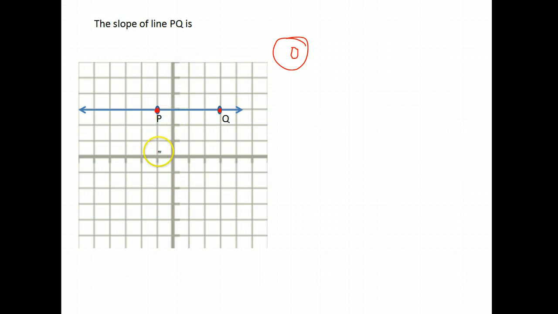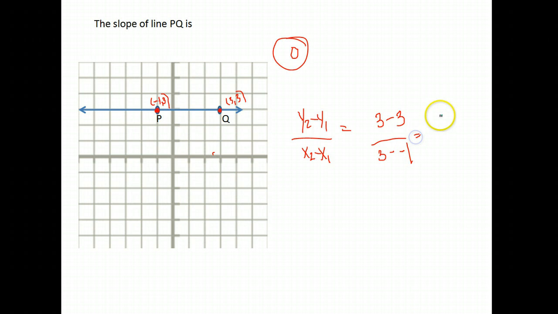If you were to use the formula, you would take your 2 points. This is at the point -1, 3, and this is the point 3, 3. If we used our formula for slope, which is y minus y over x minus x, notice we would get our y subtracted would be 3 minus 3 over 3, our x is subtracted, minus -1. On the top, 3 minus 3 is 0. On the bottom, 3 minus a -1 gives us 4.